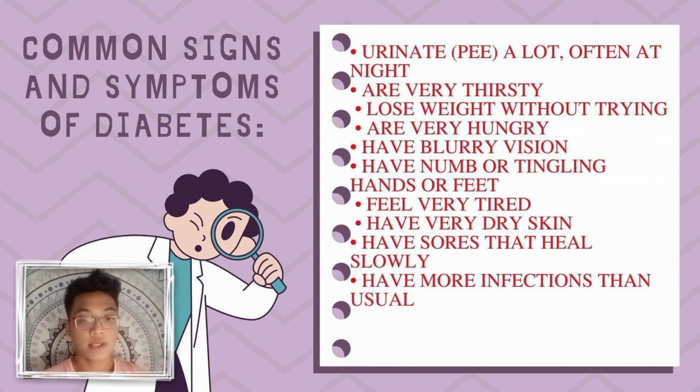These are the common signs and symptoms of diabetes. Urinate a lot, often at night. Very thirsty. Lose weight without trying. Very hungry. Blurry vision. Numb or tingling hands or feet. Feel very tired. Have very dry skin. Have sores that heal slowly. Have more infections than usual.